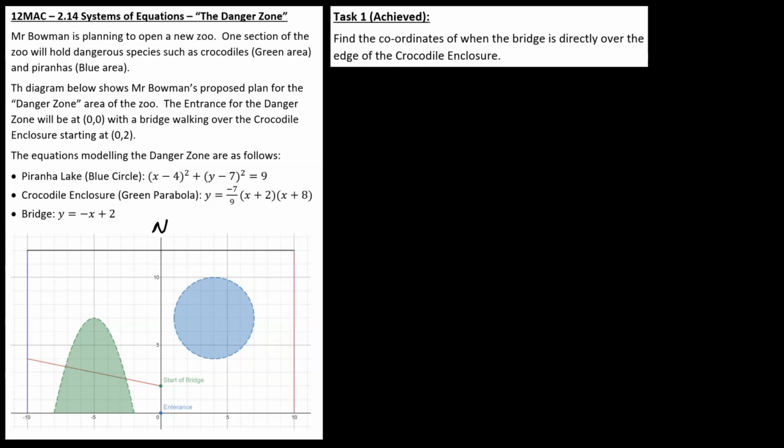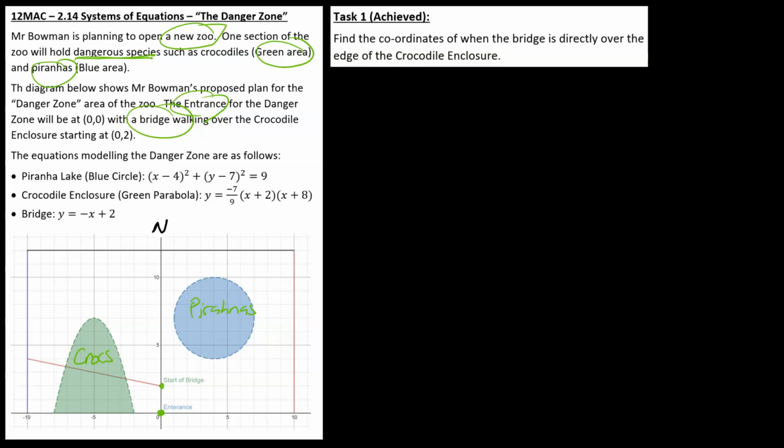So Mr. Bowman is planning to open a new zoo. One section will hold some dangerous species, which will be crocodiles, which is the green area. So I'm going to write crocs over there, and we've got piranhas in the other area. Mind the spelling, I did get that wrong. So the proposed diagram includes 2 areas, and the entrance is going to be at 0, 0, and then there will be a bridge starting at 2, 0, which walks over the crocodile enclosure.